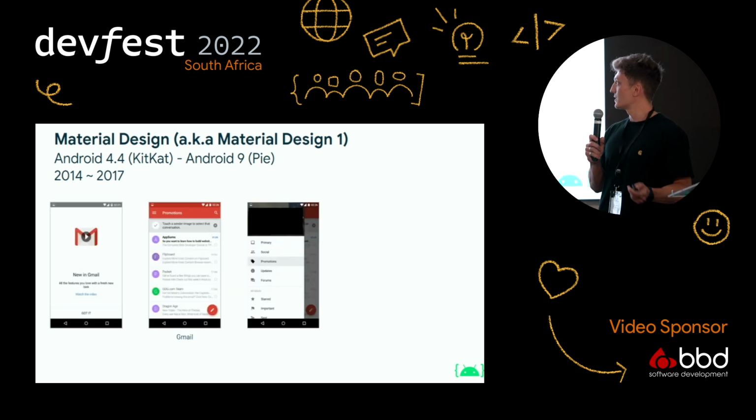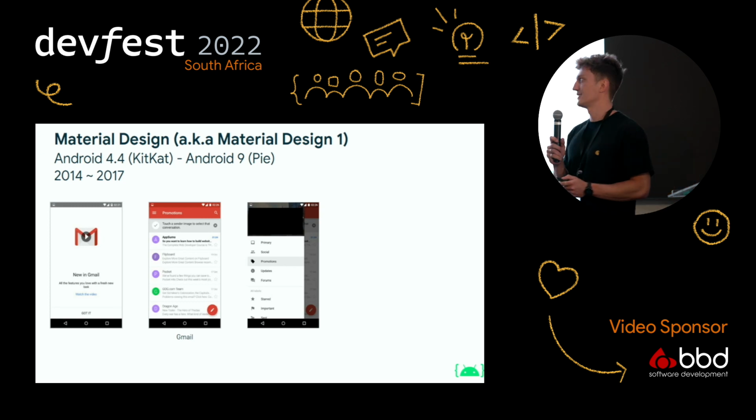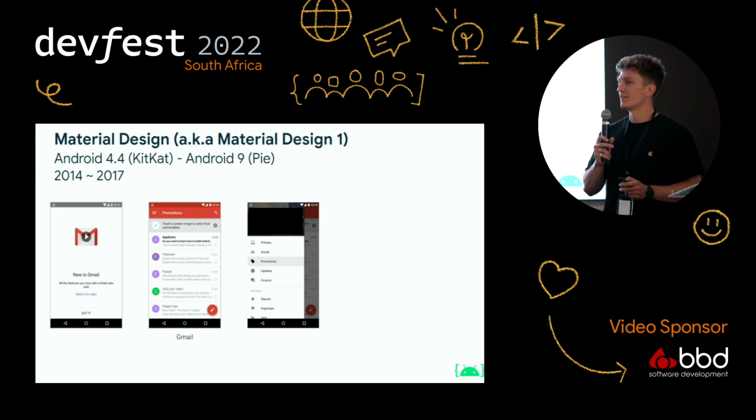You can see here how Gmail evolved into something that you may have used. The classic app bar, the folded paper look, the shadows. It's looking a lot cleaner. There's elevation involved, there's layers to it. So this is what material design sort of started as.